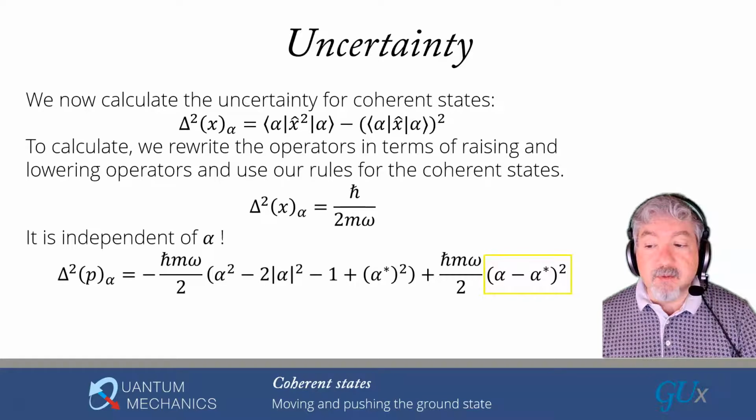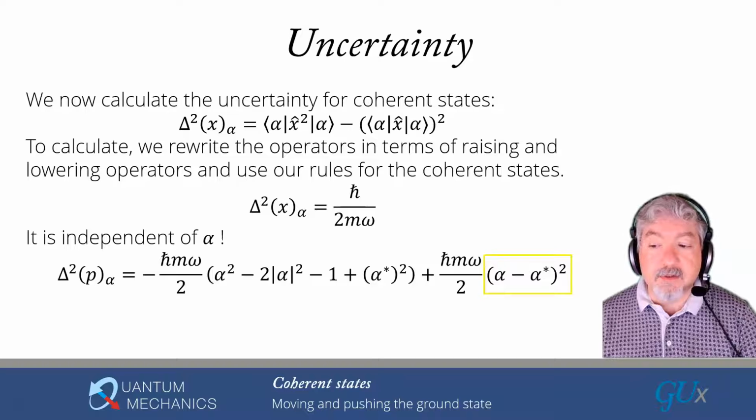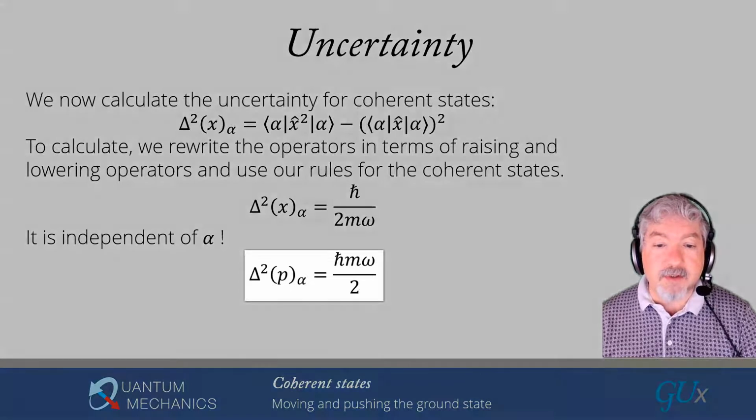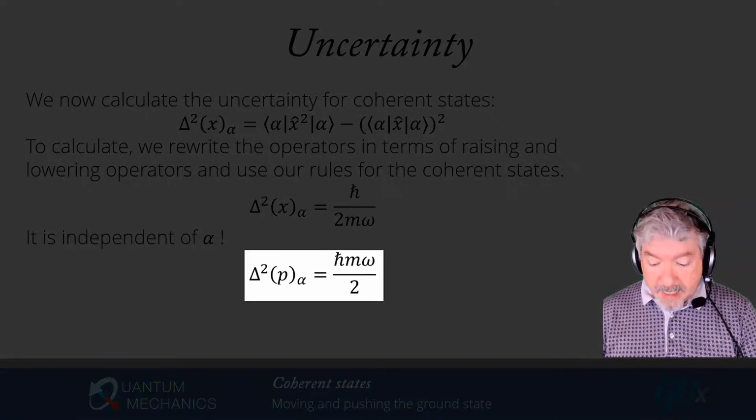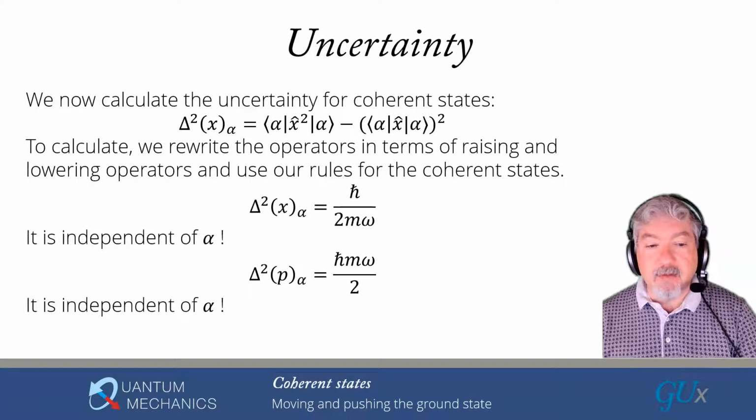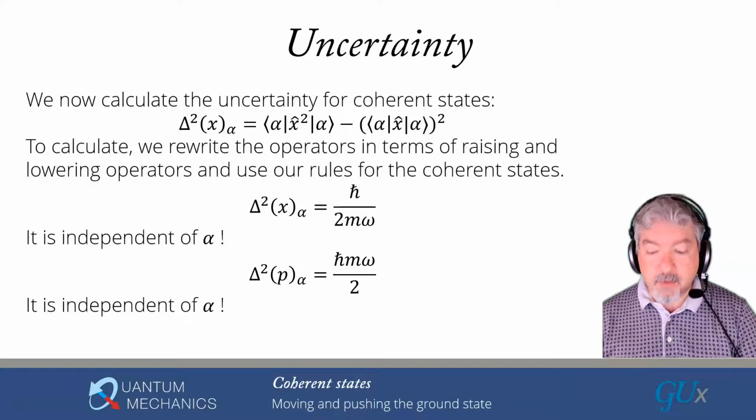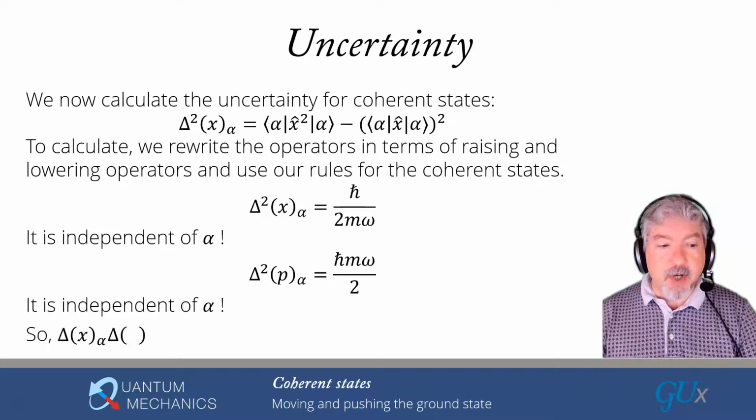And again, you can see when I do the square of the term on the right, it's going to cancel every term except that -1 term. There's a -1 in front, so the net effect is we get h bar m omega over 2. And again, it is independent of alpha. Okay? Now we can look at the uncertainty product.